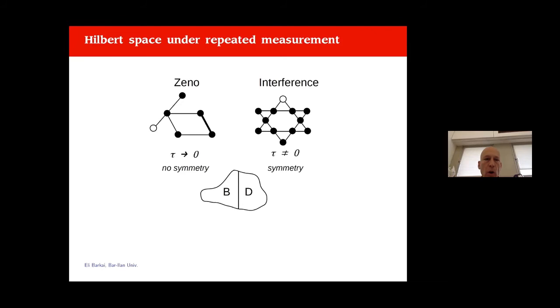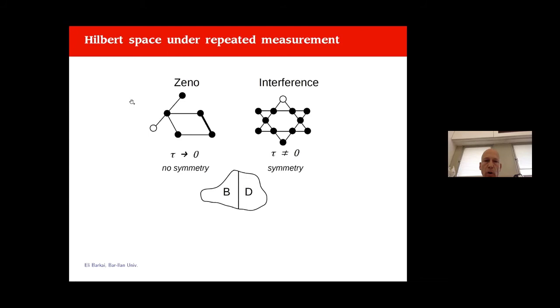Okay. Yeah. So I want to go a little bit deeper into this issue of these dark and bright states. Generally speaking, the Hilbert space under these repeated measurements is divided into two parts, a dark and a bright space. I denote it symbolically bright and dark. This is related to something called Zeno subspaces.